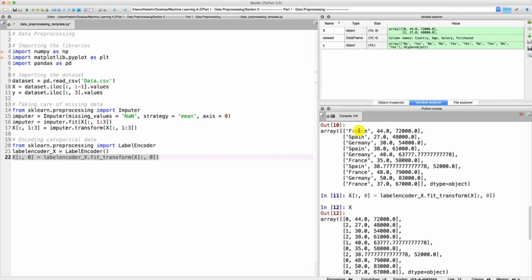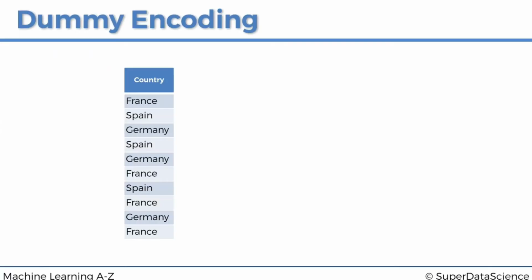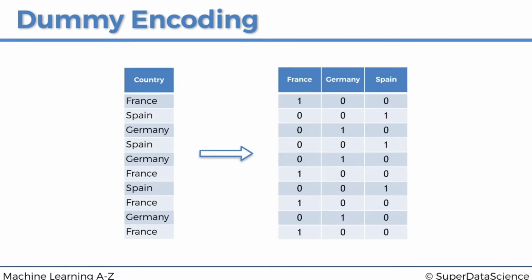So we have to prevent the machine learning equations from thinking that Germany is greater than France and Spain is greater than Germany. And to prevent this, we're going to use what are called dummy variables. That means that instead of having one column here, we're going to have three columns, a number of columns equal to the number of categories. So since we have three categories here, France, Spain, and Germany, we're going to have three columns.